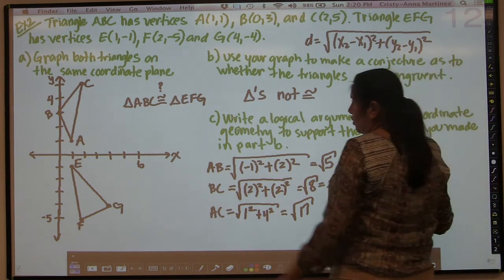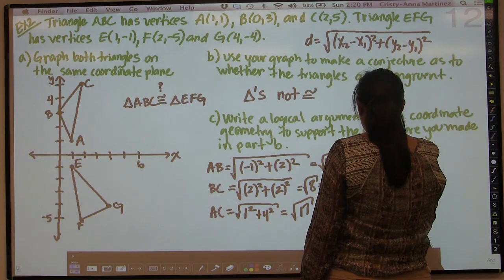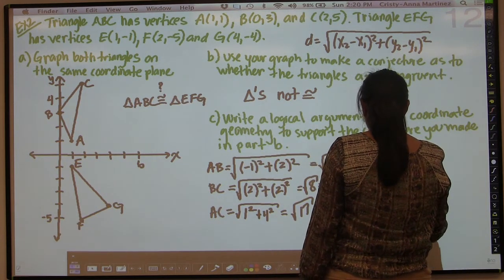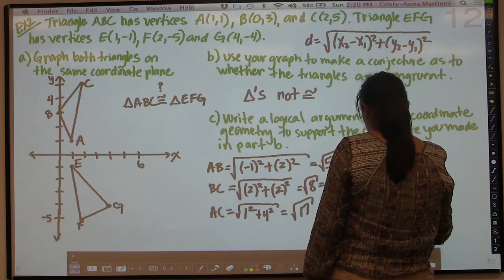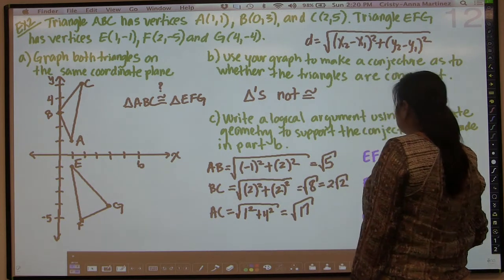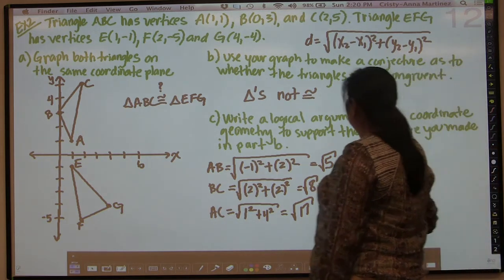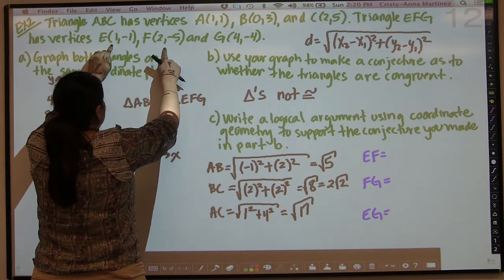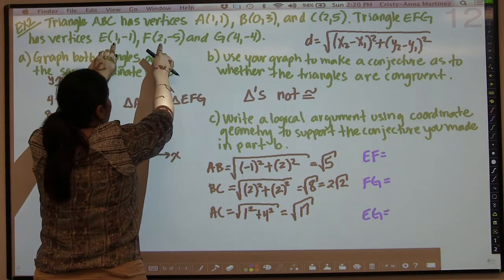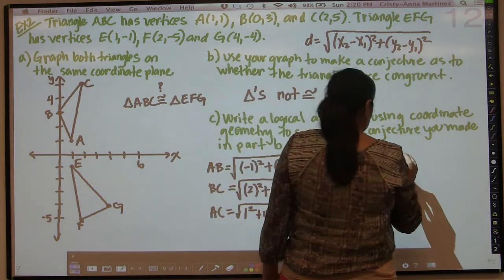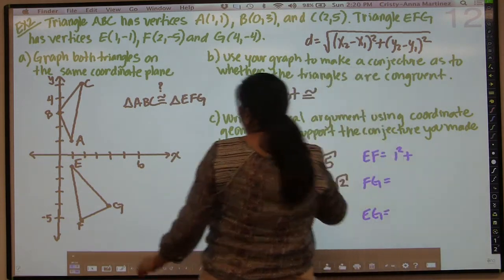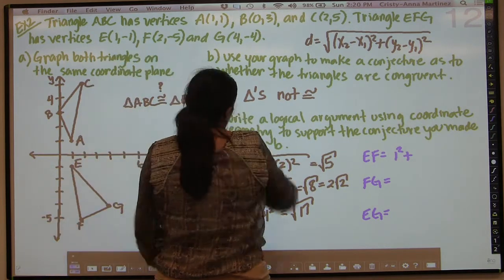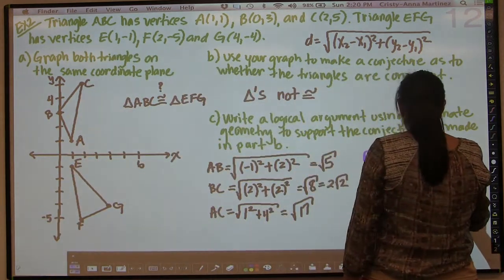So to do that, we have to go with EF. We need to find FG, and we need to find EG. Okay, so EF, do the same thing we did with A, B, and C. With EF, we're going to use points E and F, and the difference between the x values is 2 minus 1, so that's going to be 1. The difference in the y values is -5 minus -1, so that's -5 plus 1, and -5 plus 1 is -4.